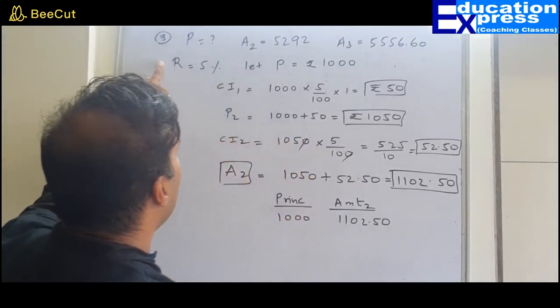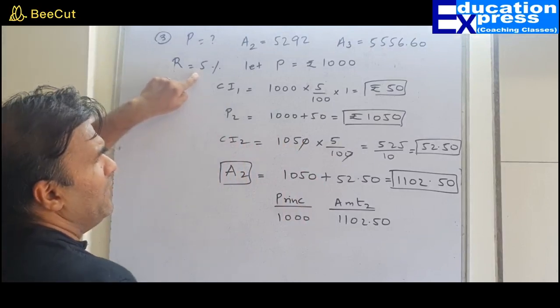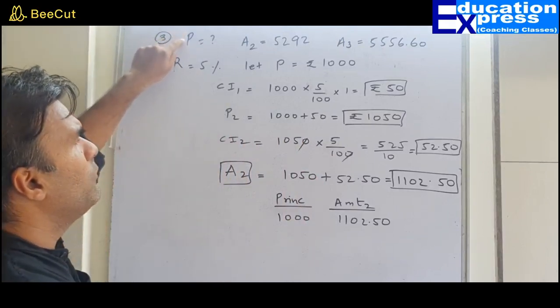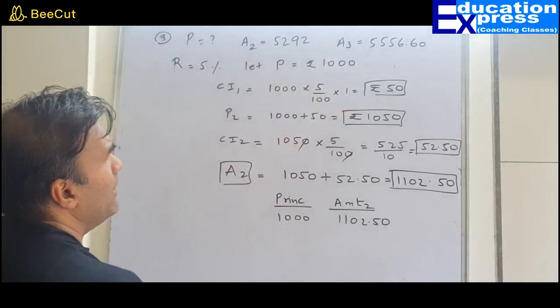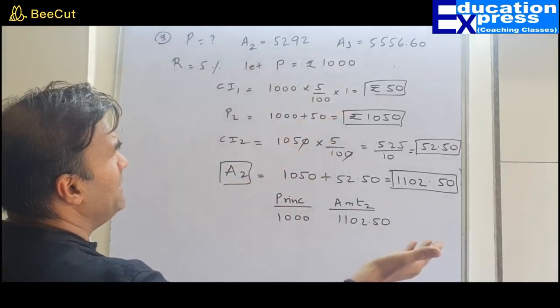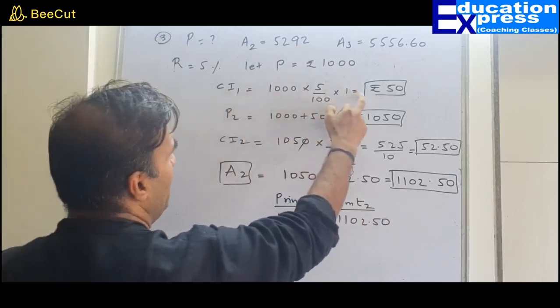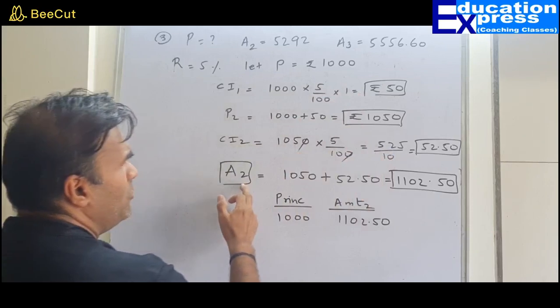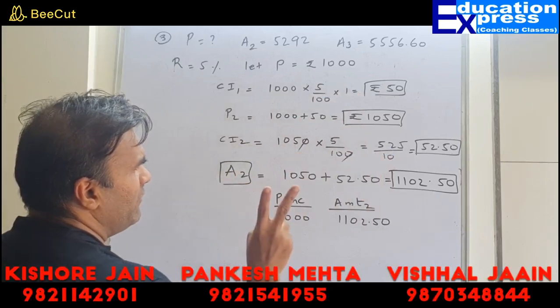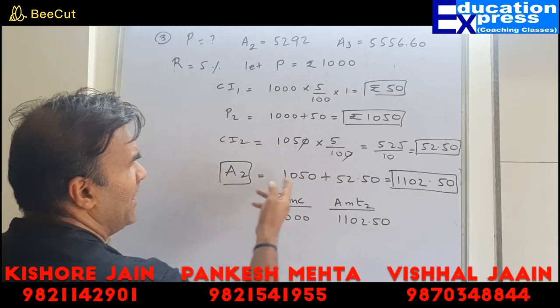After finding the rate, which was 5%, they are asking us for the principal also. Since I do not have the principal, I assume the principal to be 1000. Then I process my principal to find out CI1, that gives P2, then CI2, and we get the amount at the end of the second year.